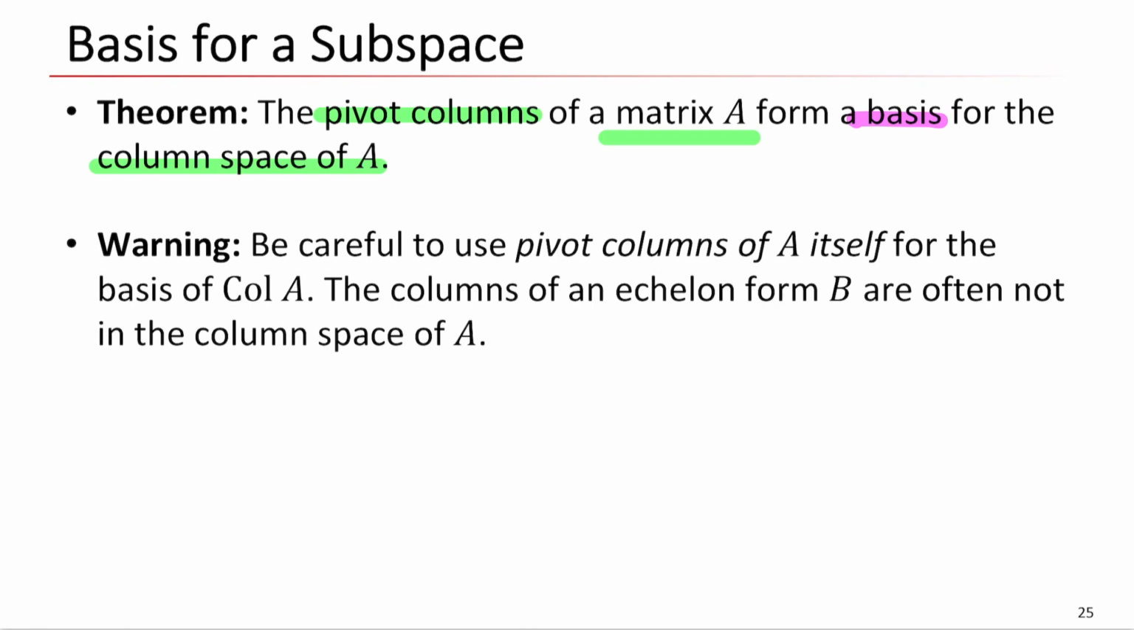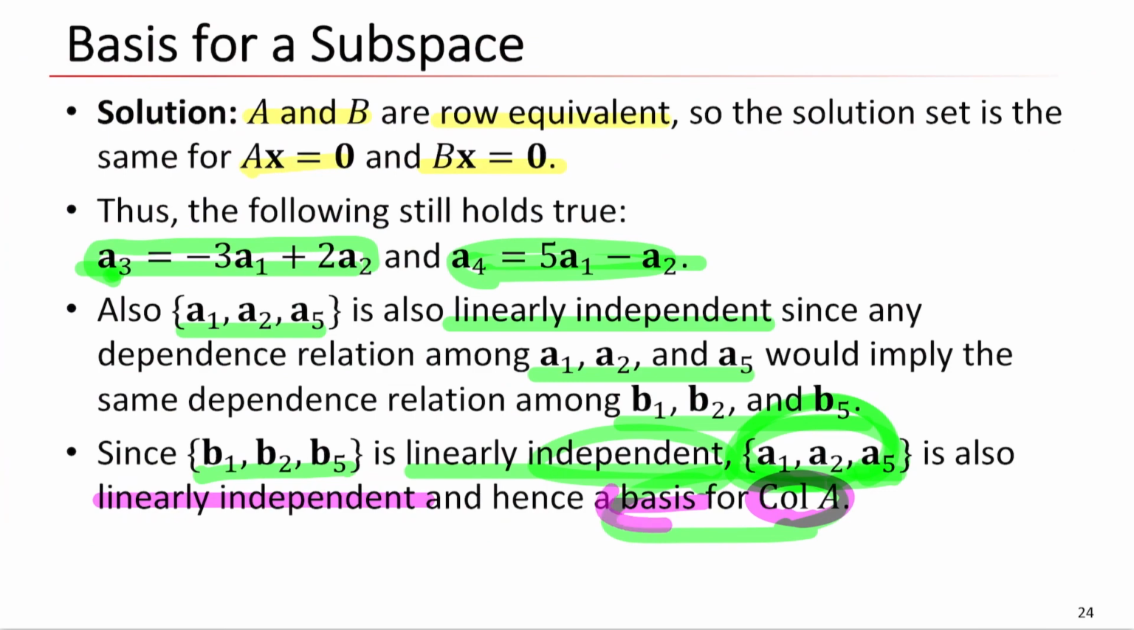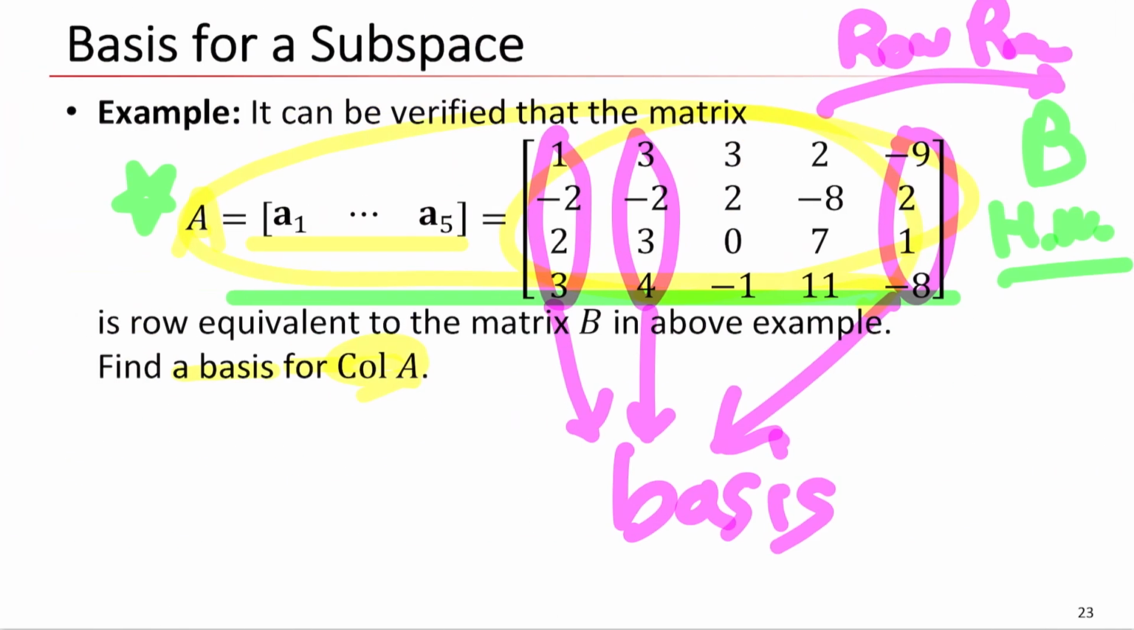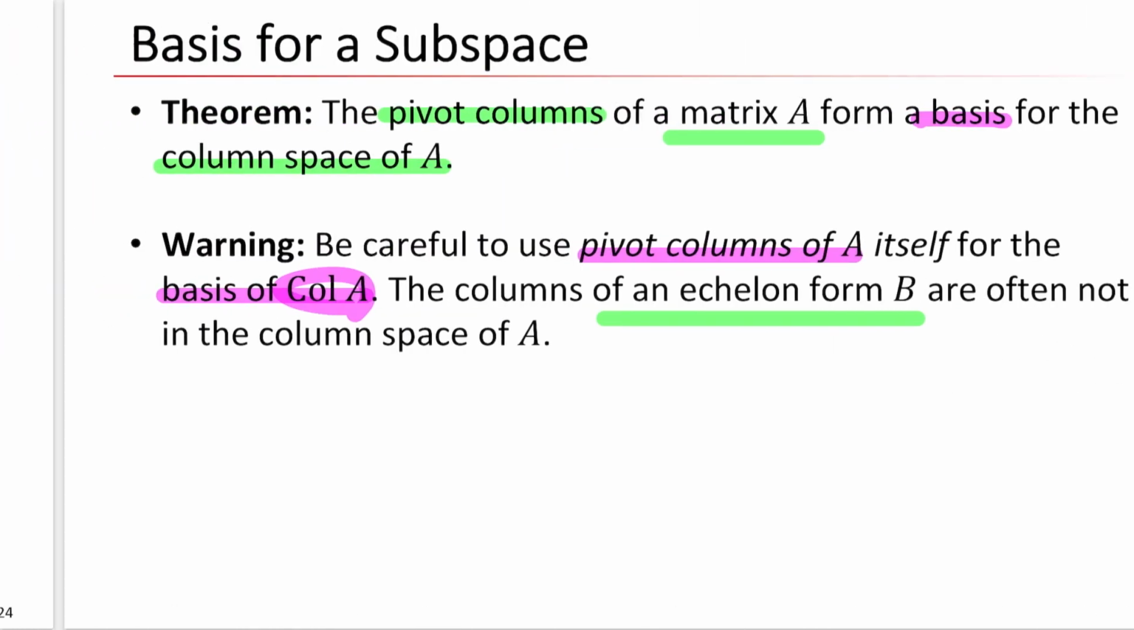Okay, so this is the theorem. There is a warning: be careful to use the pivot columns of the matrix A itself for the basis of the column space of A. What does it mean? The basis of the column space of A is the column vectors of A, this one, not the column vectors of B. Okay, so please be careful.